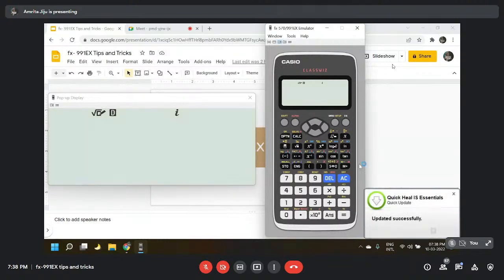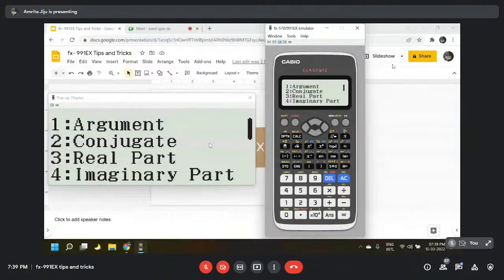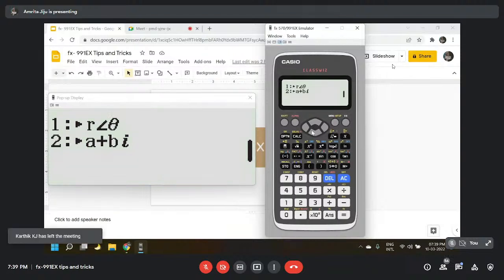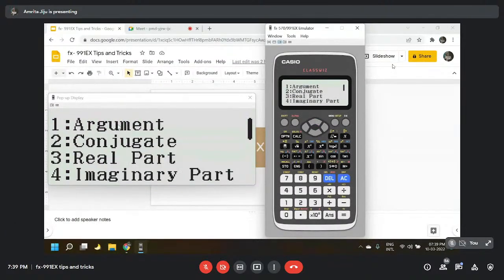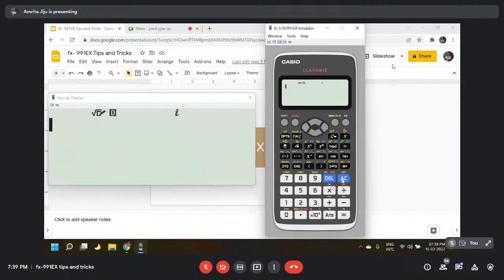And now we can move on to the operations using complex numbers. We can see that in options, we have argument, conjugate, real part, imaginary part, and r angle theta and a plus ib. I'll explain what this is towards the end. First, let us see what is argument, conjugate, real part, and imaginary part. So let's say a number.